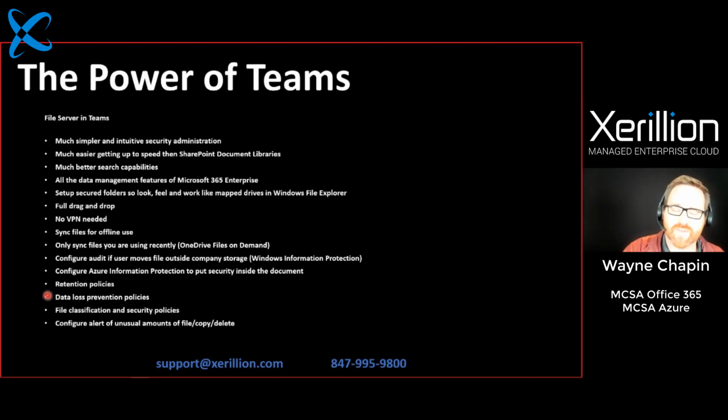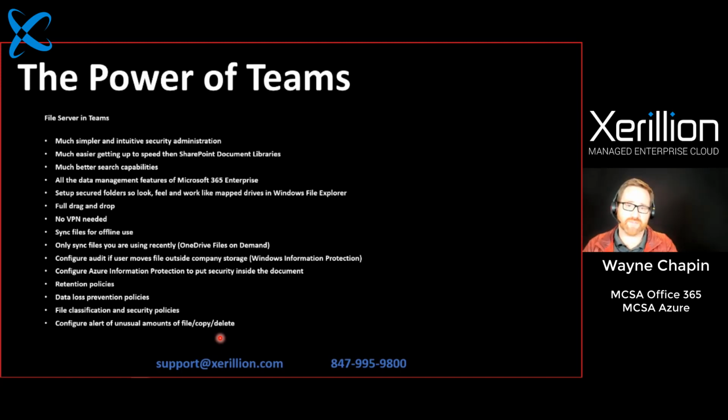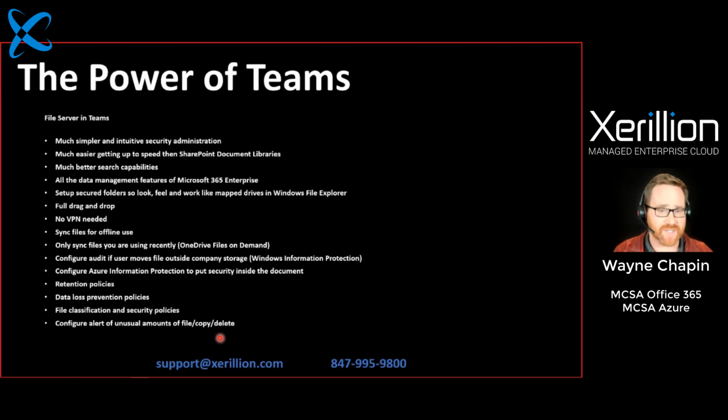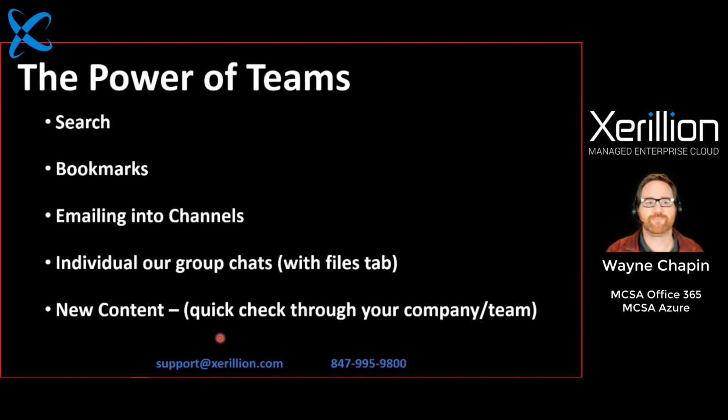And then you can set up data loss prevention policies as well. You can have file classification security policies, and you can also configure alerts on unusual amounts of file copy and delete. That's a Microsoft 365 Enterprise E5 thing, but that's Cloud App Security. But you have all of this, even though you have this simple interface for your file and document sharing. With Teams, you get all of these enterprise capabilities that are not difficult to configure. It's an important point, but are very powerful.